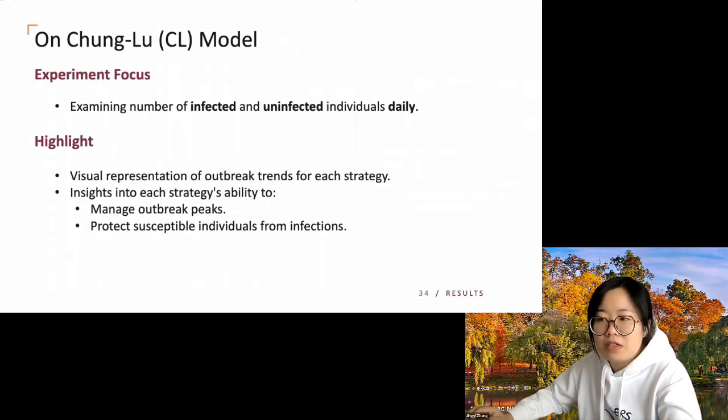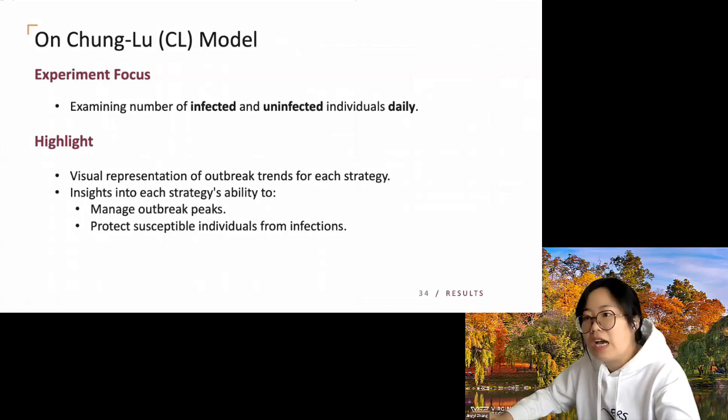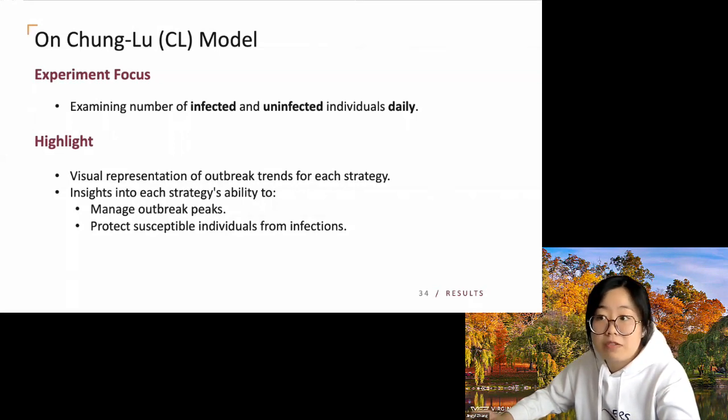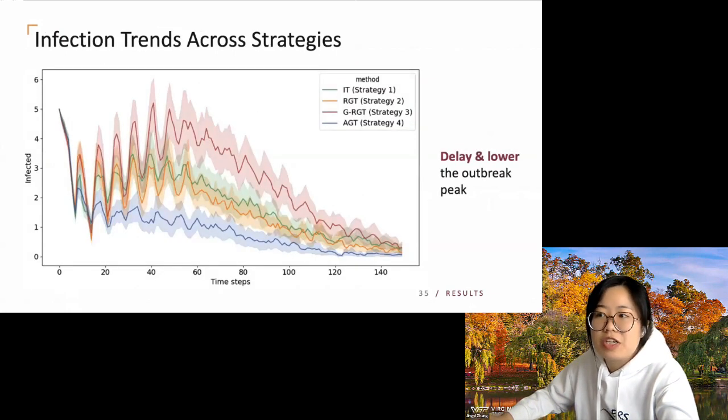Results for the remaining network generation models follow a similar pattern, so they're omitted here. Our objective is to explore the daily changes in the number of both infected and uninfected individuals and highlight how each strategy manages the outbreak peaks and protects susceptible individuals from infections. This plot shows the daily change of the simulated infections. We simulate 100 times, and the line in the middle is the average, while the shaded area is the confidence interval. Our method is still colored in blue.